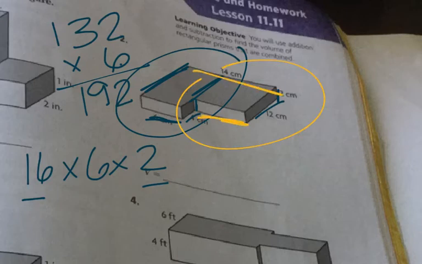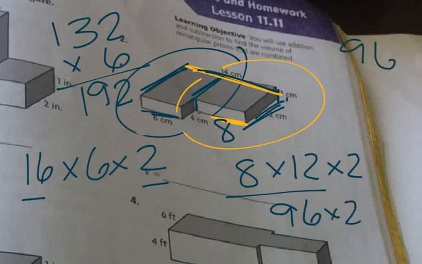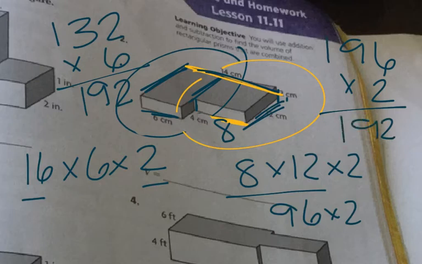Now I need to focus on this. This whole thing was 14, and this was 6. So that's going to make this 8. This is 12 and this is 2. So 8 times 12 times 2. I know 8 times 12 is 96 times 2. So 96 times 2. 2 times 6 is 12. 9 times 2 is 18 plus 1 is 19. So now I'm going to have 118 plus 118.